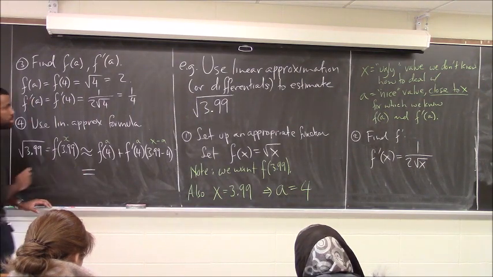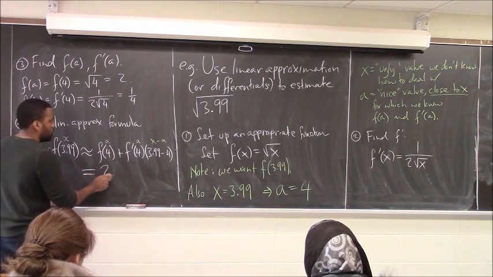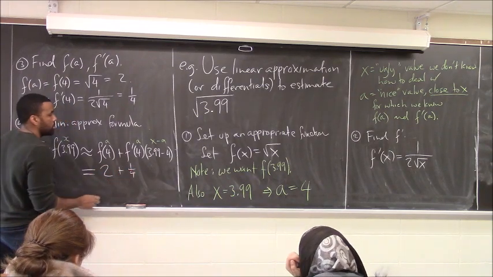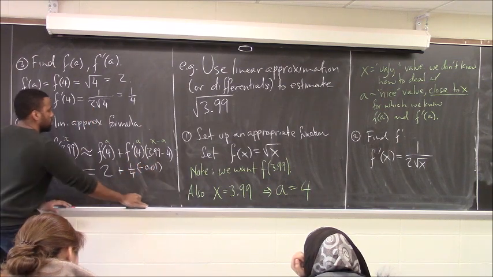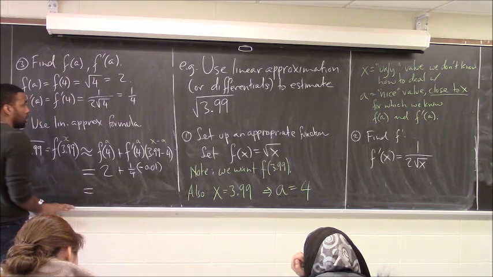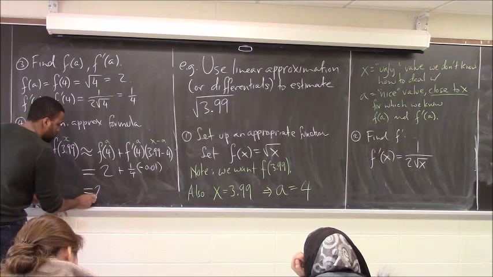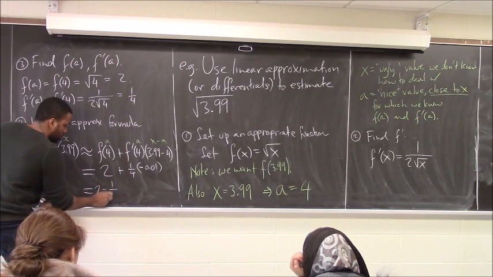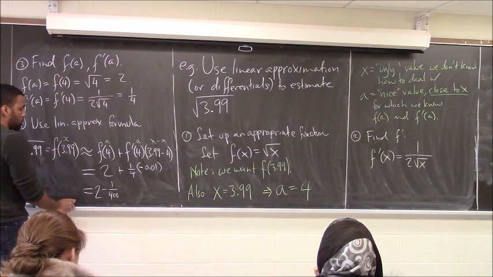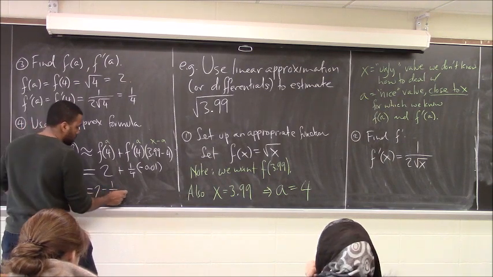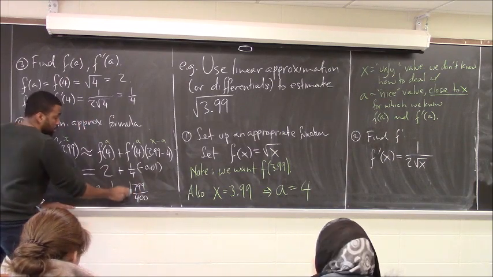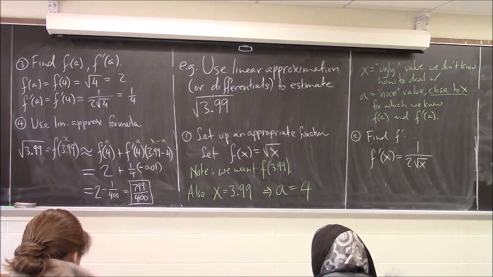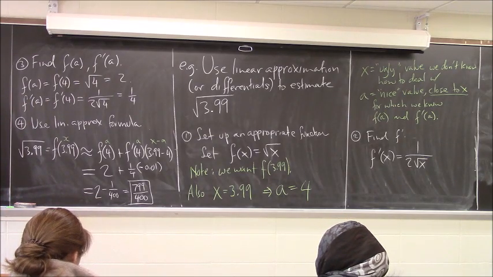So this is going to be 2 plus a quarter times minus 0.01. And that is 2 minus 1 over 400. 2 is 800 over 400, so this becomes 799 over 400. And that's my approximation. So the square root of 3.99 should be something close to 799 over 400.